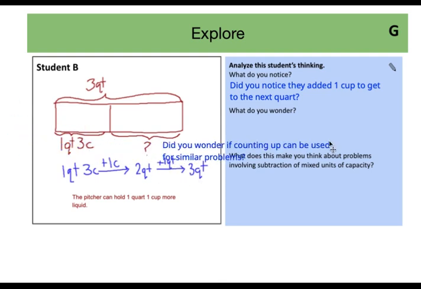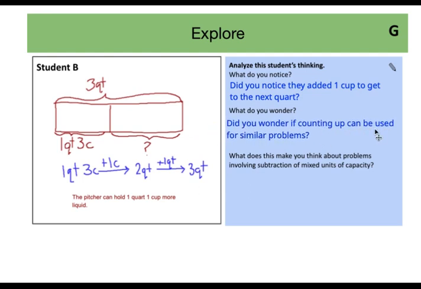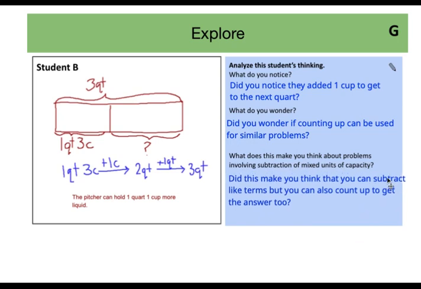What do you wonder? Did you wonder if counting up can be used for similar problems? Yeah, I know that most of the time when we make mistakes, it's more so when we subtract than when we add. So sometimes adding or counting up can be a great strategy to use when subtracting mixed units. So what did this make you think about problems involving subtraction of mixed units of capacity? Did this make you think that you can subtract like terms, but you can also count up to get the answer too?